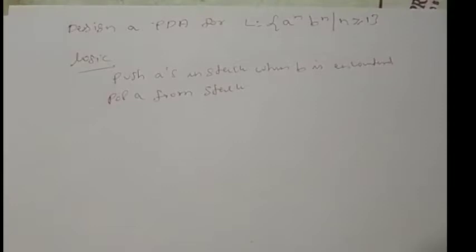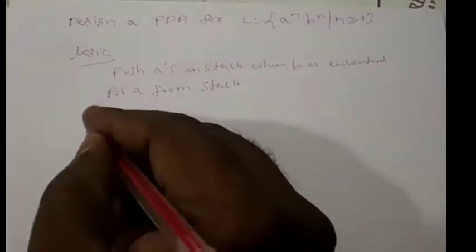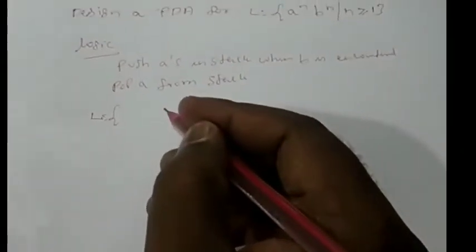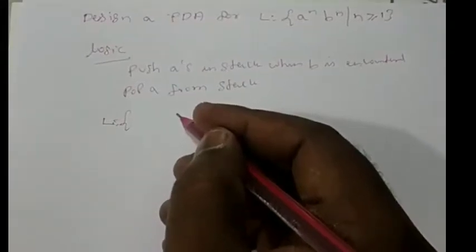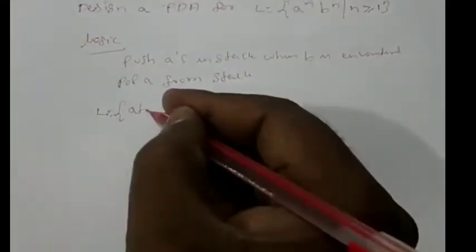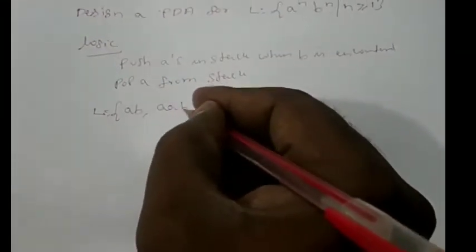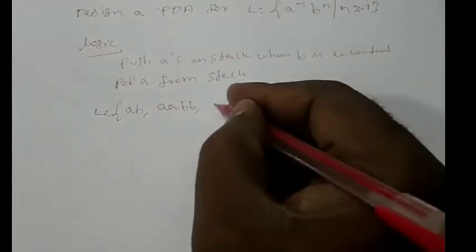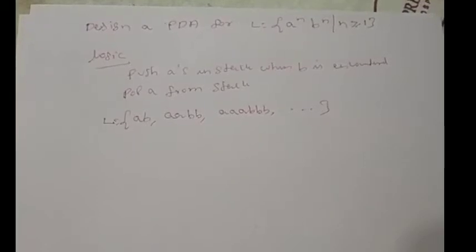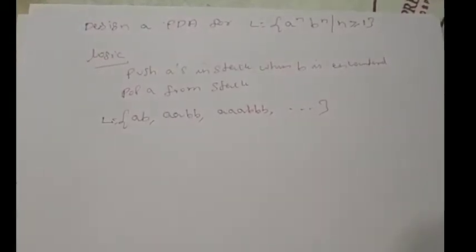First, we will ensure the language which can be accepted by this pushdown automata. The language is L equal to a to the power of n, b to the power of n, where n is greater than or equal to 1. If n is equal to 1, ab should be accepted. If n is equal to 2, aabb should be accepted. And if n is equal to 3, triple a and triple b has to be accepted. So on and so forth, this kind of language pattern has to be accepted.